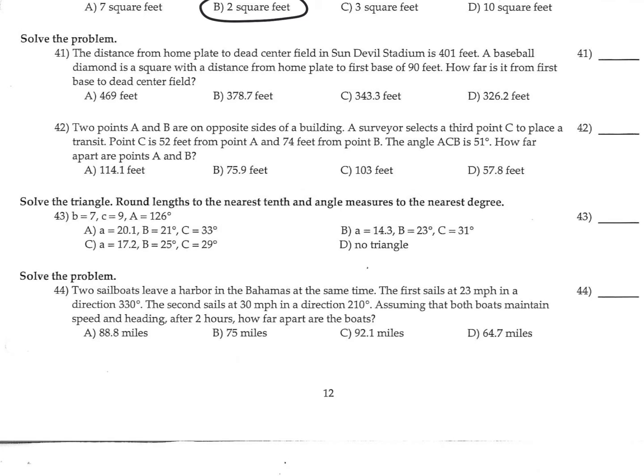All right, let's finish these problems up. 41 says that the distance from home plate to dead center field in Sun Devil Stadium is 401 feet. A baseball diamond is a square with a distance from home to first base being 90 feet. How far is it from first base to dead center field?